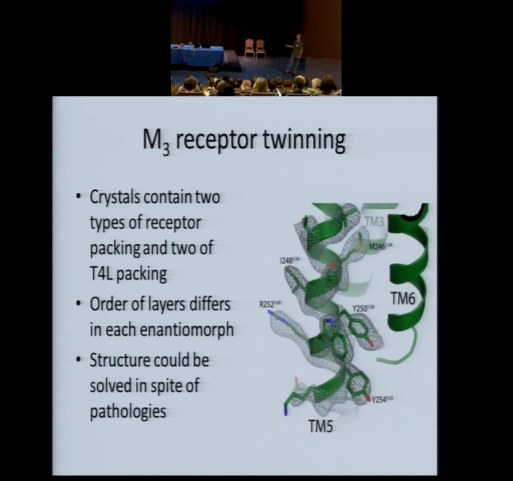In spite of these pathologies, we were able to solve the structure. This shows the electron density from a 2FO-FC map. You can see that it's fairly good. We're able to place most of the side chains with a fair degree of confidence, and we were able to draw some conclusions about the biology of this receptor.